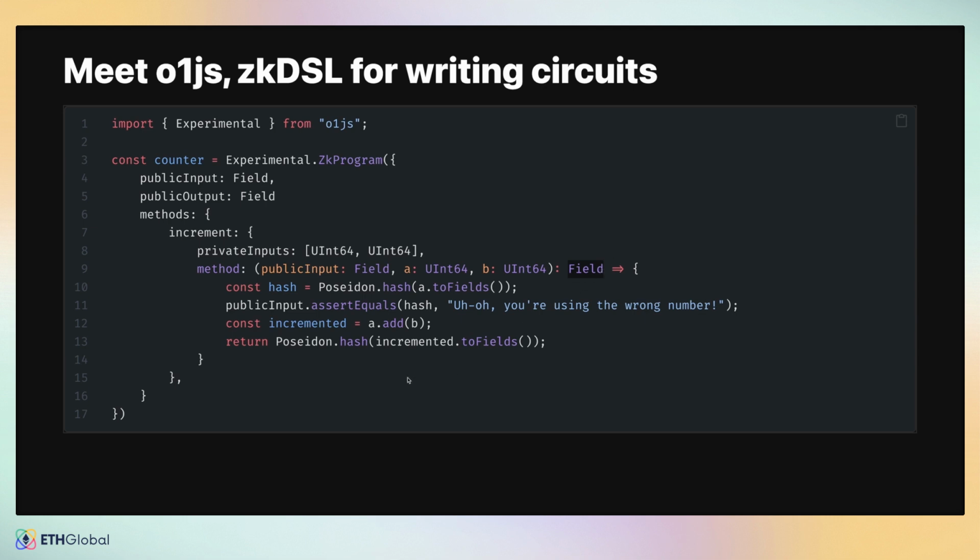So this would basically create a state machine where we can go from one secret number to another secret number in a proven way using a zero-knowledge proof and a circuit.